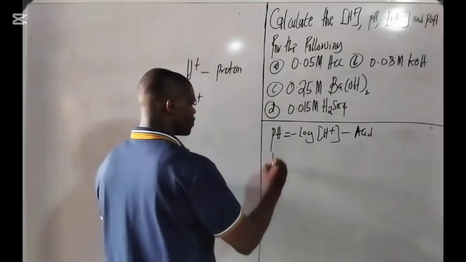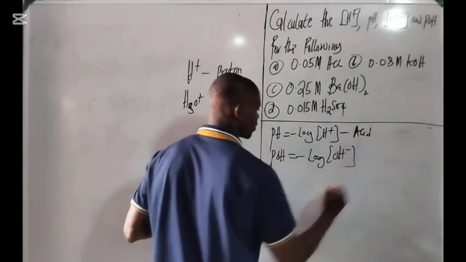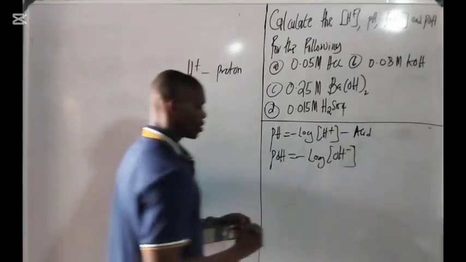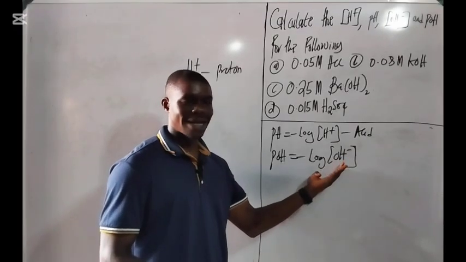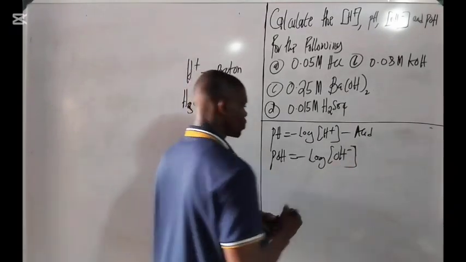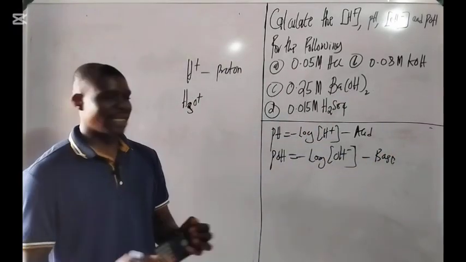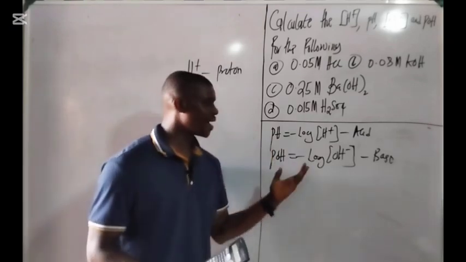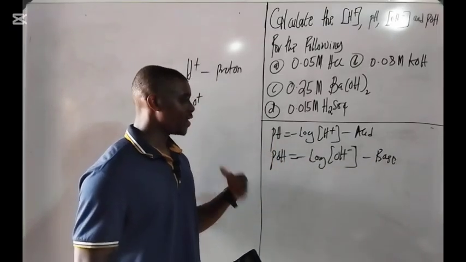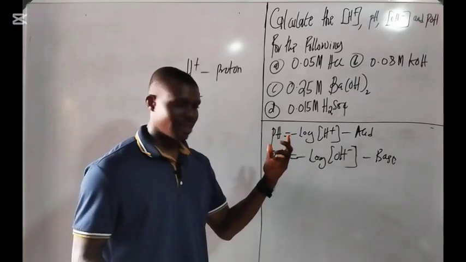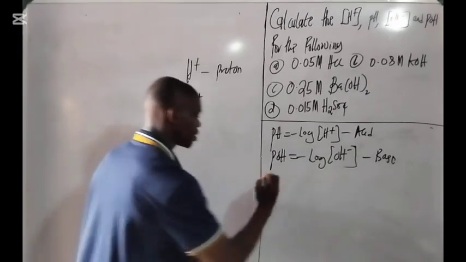Now the second one is pOH equals minus log OH minus, the concentration of the hydroxide ion. This one is for a base. The next one to look at is the formula that relates them. These two formulas you are seeing here are used to calculate the pH of an acid and the pOH of a base. Do you understand?